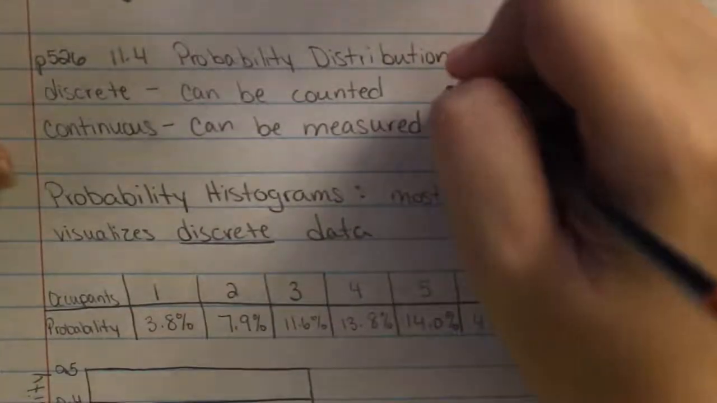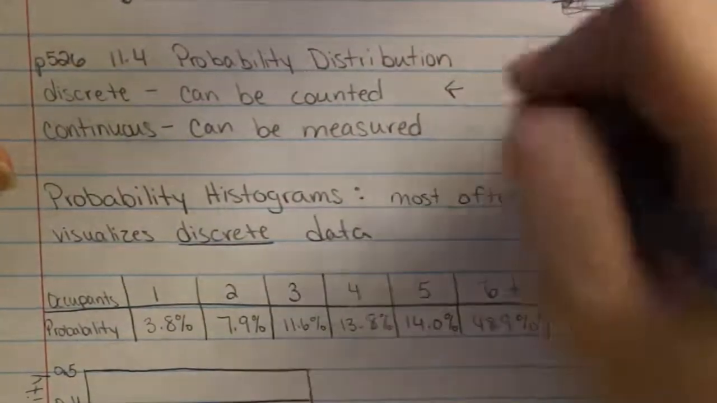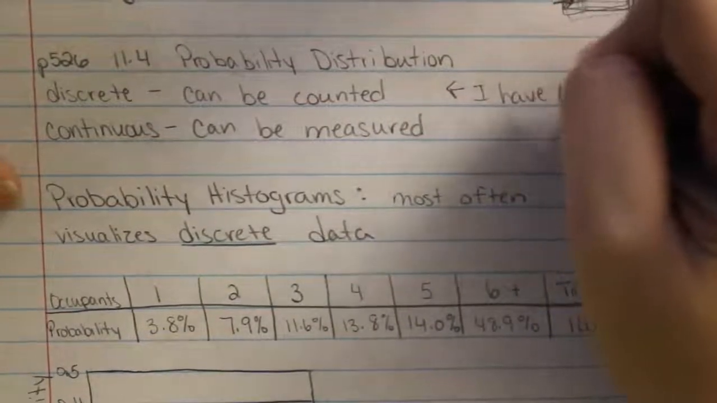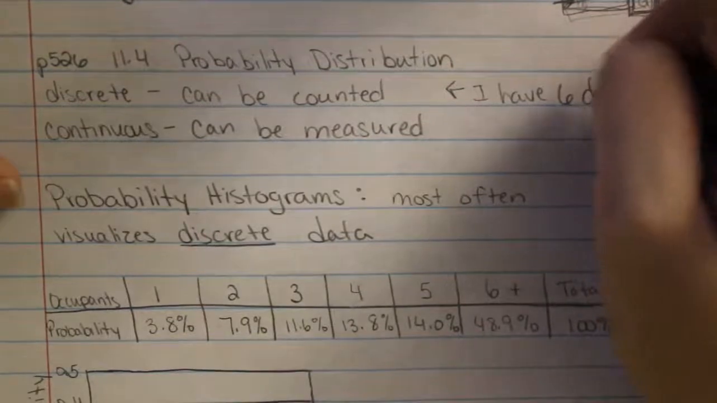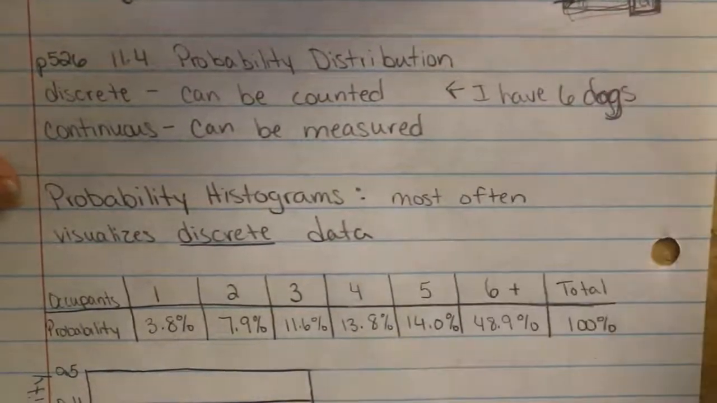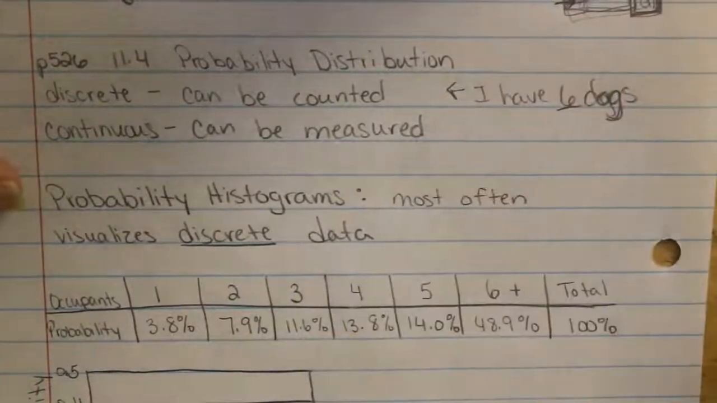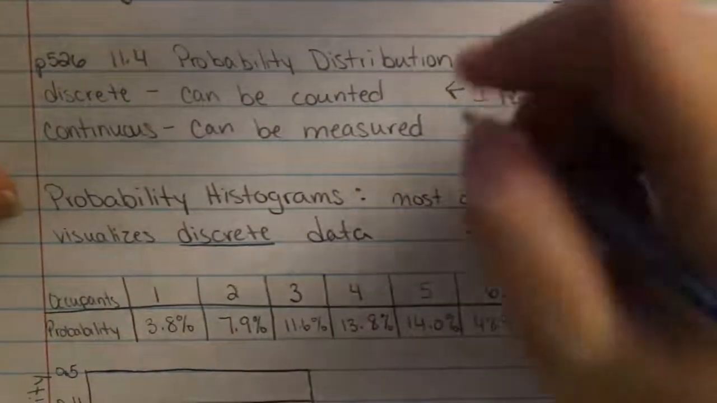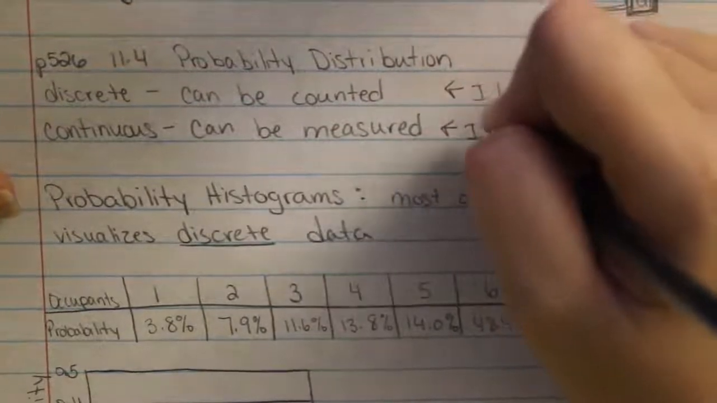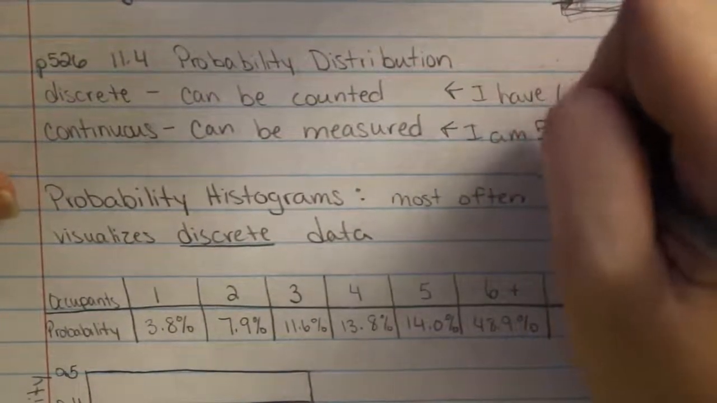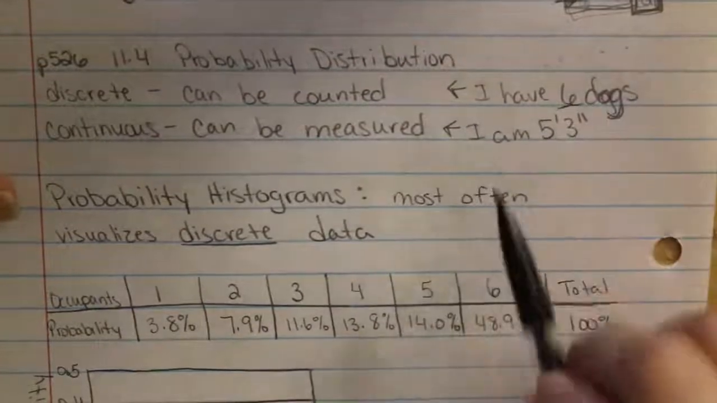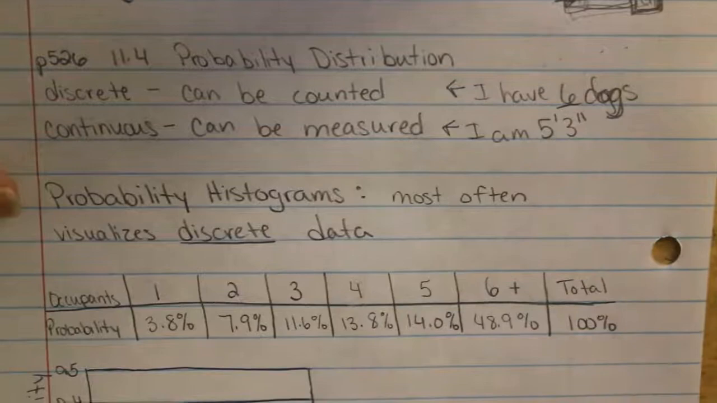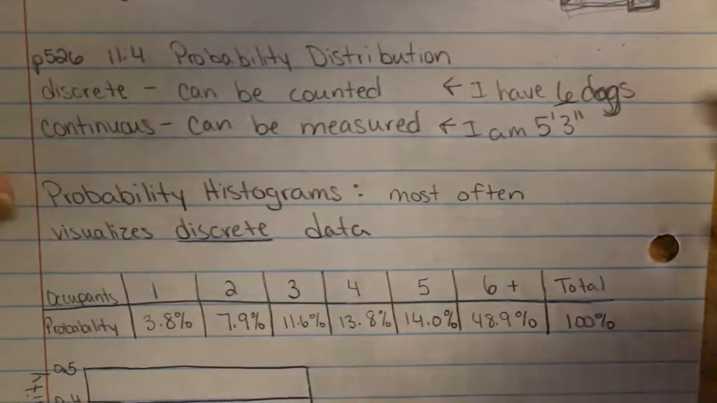The difference between this would have been like, this is straightforward, I have 6 dogs. Obviously, I only have one, but still. I have 6 dogs. I can stand there and line my dogs up and count them. I have 1, 2, 3, 4, 5, 6 dogs. Whereas continuous data is, I am 5'3". Okay, that's not going to be as easy because I can't sit there and count every single inch. I can't say, okay, 1, 2, 3, 4, 5 feet, 1, 2, 3 inches. I have to measure that.